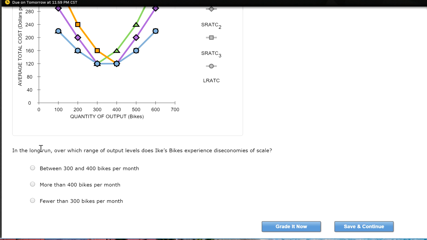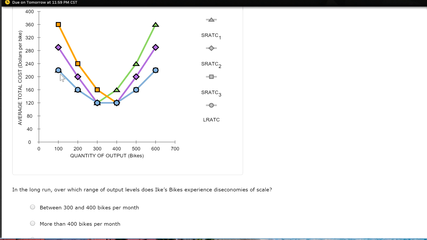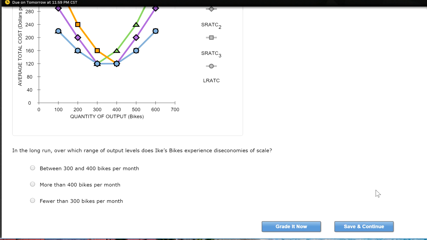All right, and then in the long run, over which range of output level does iX Bike experience diseconomies of scale? What this means is that the more you produce, the higher your average total cost is. If you look at this long run average total cost curve, after 400, your long run ATC is going up. That means once you go over 400, the more you produce, the more average total cost you're going to pay. So the answer should be more than 400 per month.